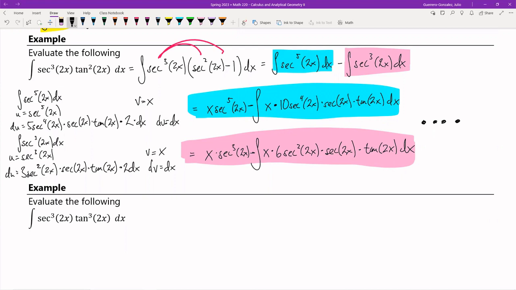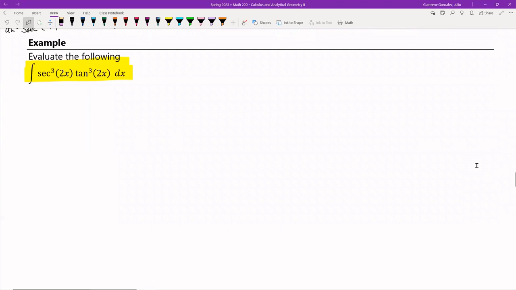But now I want you guys to take a look at the bottom one, the very last example that we have. Notice that just the tangent is one power greater. That is it. So let's figure out how to do this one. This one's actually going to require the same strategy that we've been using in the past.